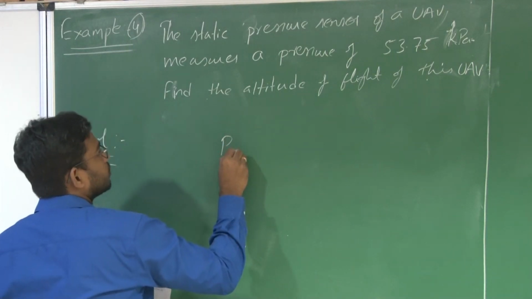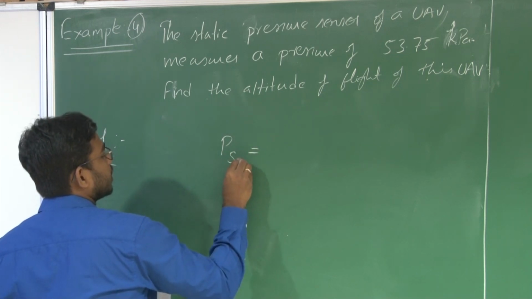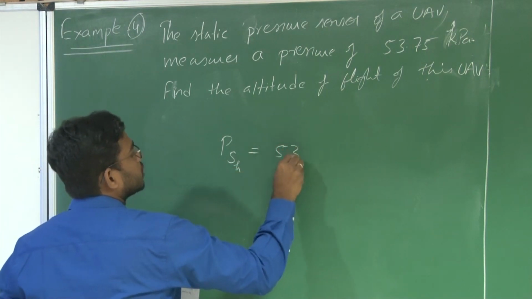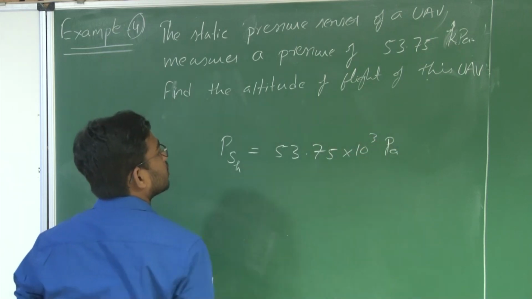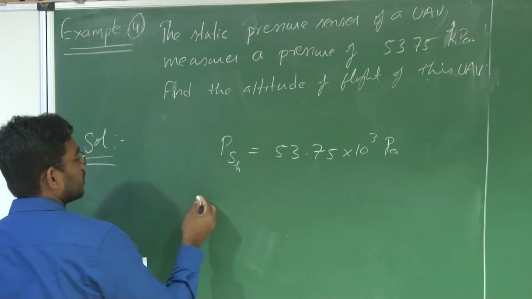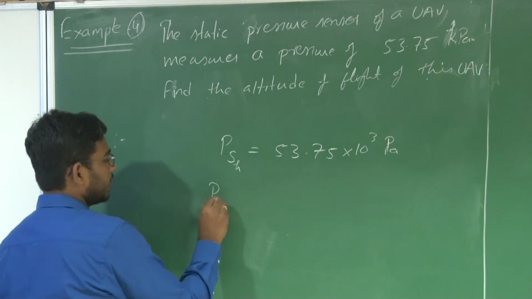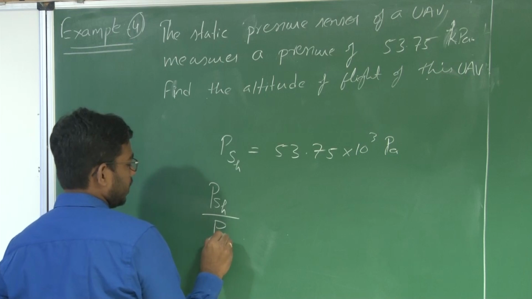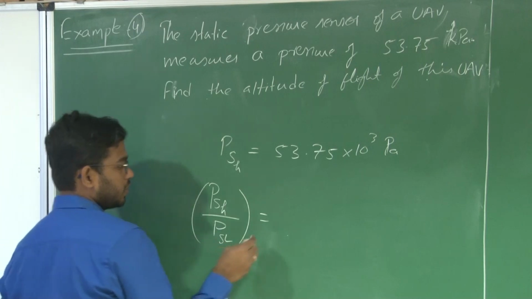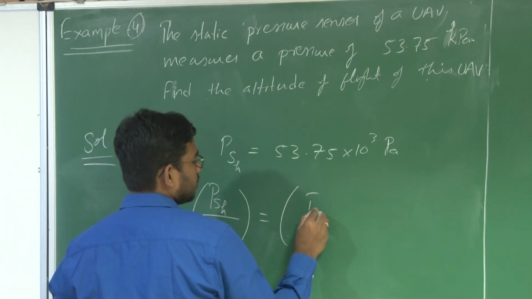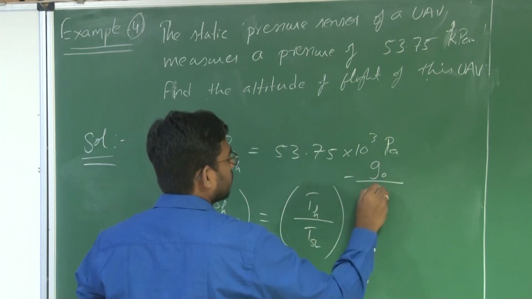So what I have is the static pressure at h equals 53.75 × 10^3 Pascal, right? So what I need to find is the altitude. If I have to find the altitude, I need to know the corresponding temperature at that altitude. So from the gradient layer equations, P at the altitude divided by P at sea level, static pressure at that altitude divided by static pressure at sea level, is equal to the temperature at that altitude by the temperature at sea level raised to the power of minus g naught by a R.